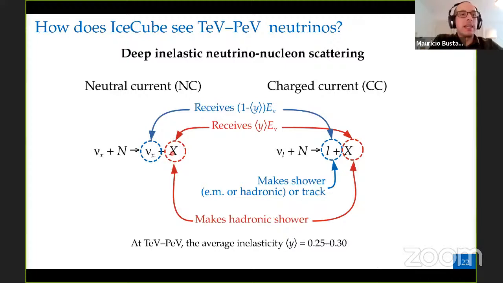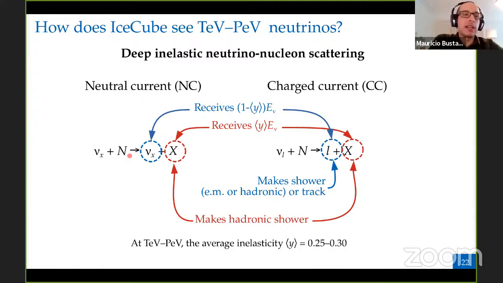So the final state hadrons, the X over here, appear in both kinds of interactions. These make hadronic showers, which are just particle showers that contain a higher content of pions and neutrons. Whereas the final state charged leptons make either an electromagnetic shower, if this is an e, an electron, or a tau, because tau is also decaying to electrons mostly, or hadrons. And if it's a muon, it leaves not a shower, but a track. And I'm going to show you in a second how that looks.